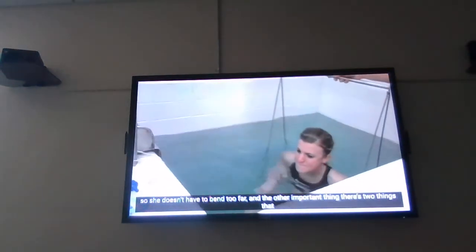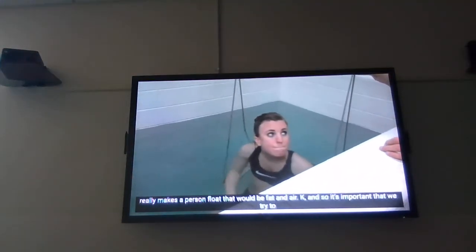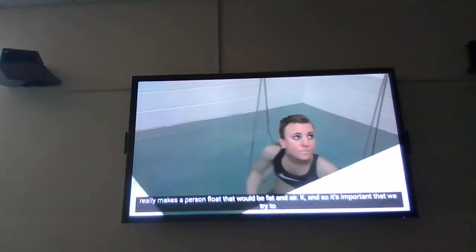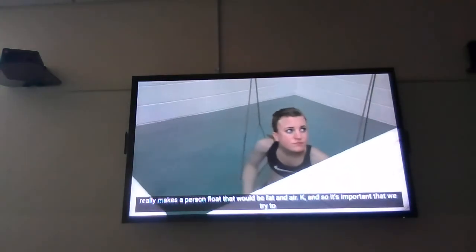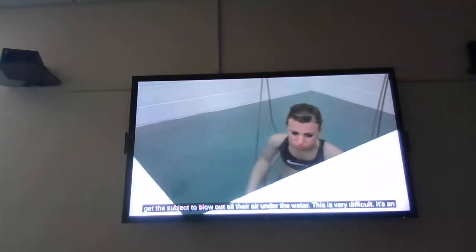Okay, and she's just going to have a seat on the chair. The water level's right at her neck, so she doesn't have to bend too far. The other important thing is that there are two things that really make a person float: fat and air, okay? So it's important that we try to get the subject to blow out all their air under the water.